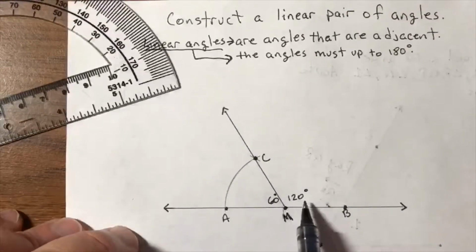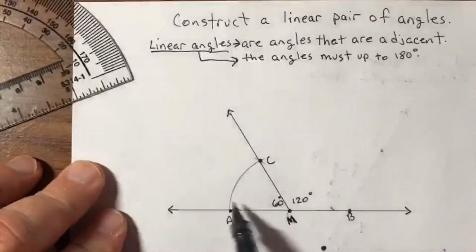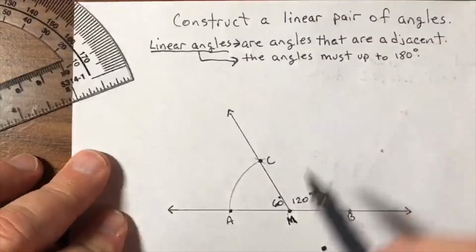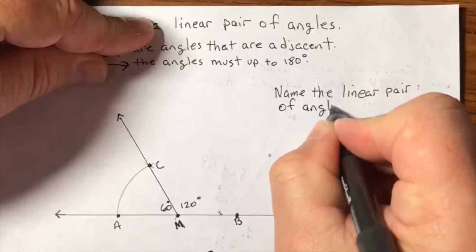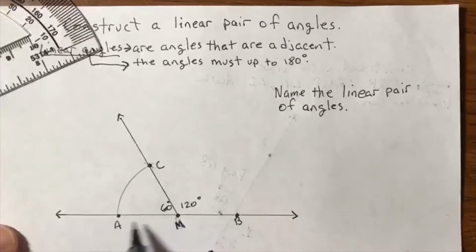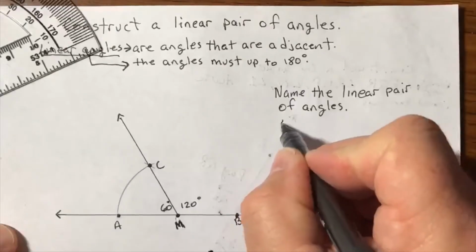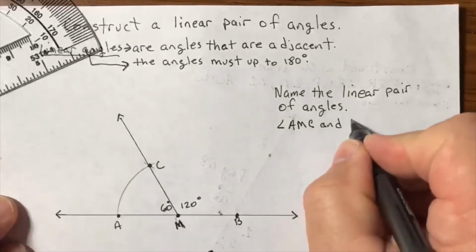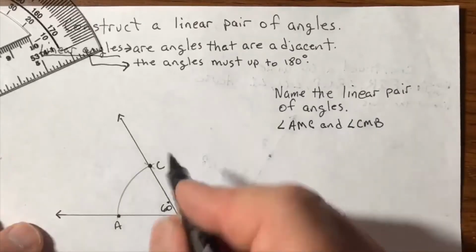These must add up to be 180 to be linear. They must be adjacent, which means they share a common side. These are my two linear angles. So how would I name the 60-degree angle? Well, M has to be between these two. So angle AMC and angle CMB are the linear pair of angles, and this is a common side.